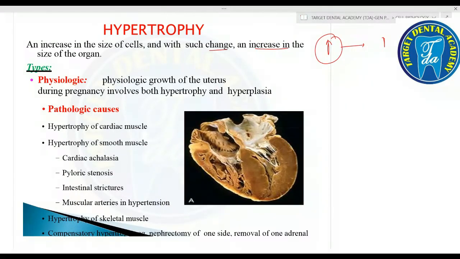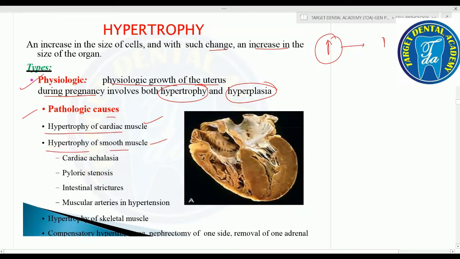The types are also of two types, the physiologic and the pathological. The physiological cause is the physiologic growth of the uterus during pregnancy, which involves both hypertrophy and hyperplasia. While the pathological causes are hypertrophy of the cardiac muscle, hypertrophy of the smooth muscle, which leads to cardiac achalasia, pyloric stenosis, intestinal strictures, the muscular arteries in hypertension, and also hypertrophy of the skeletal muscle. And last is compensatory hypertrophy. An example is nephrectomy of one side and removal of one adrenal gland.